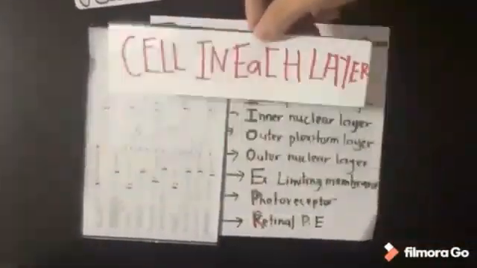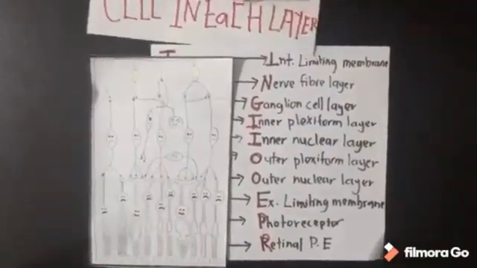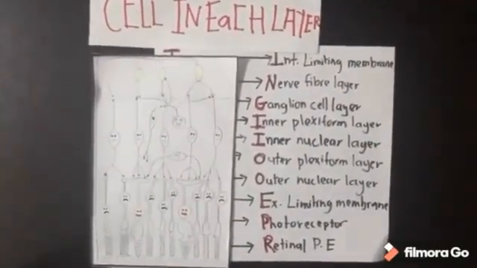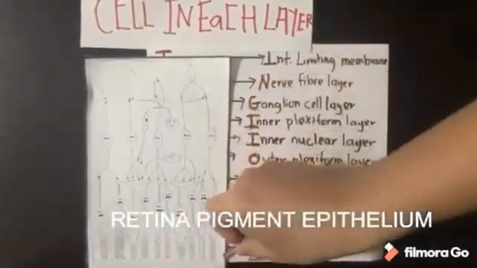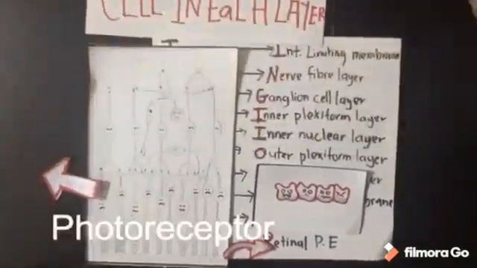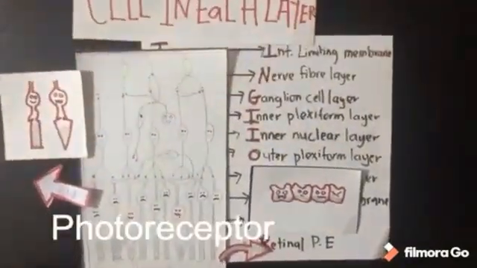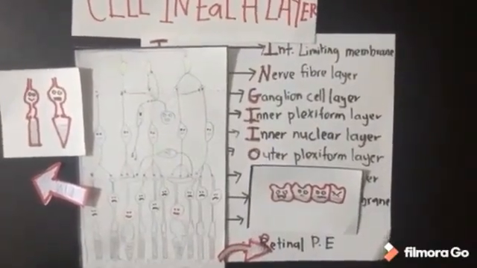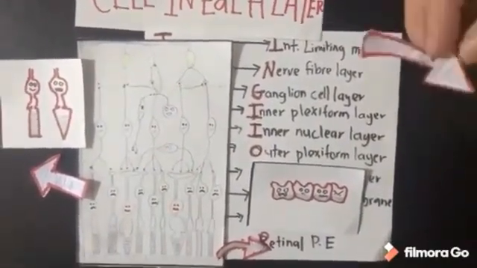Now we move on to the cells in each layer. The outermost layer consists of RPE, which contains retinal pigment epithelium to transport nutrients and metabolites to the outer retinal blood barrier. The next layer we have photoreceptors, consisting of rods, which are responsible for peripheral vision and vision in low illumination, and cones for central vision and color vision.